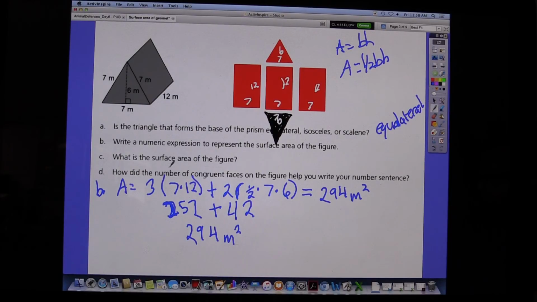Now, I could have written that out. I could have said 7 times 12 plus 7 times 12 plus 7 times 12 plus 1/2 times 7 times 6 plus 1/2 times 7 times 6 and get my answer, but that would be a very long number sentence. And a long time ago, remember, boys and girls, we combined like terms. I don't know if this is exactly like combining like terms, but because they are congruent, it is kind of simplifying it quite a bit when you write it like that.